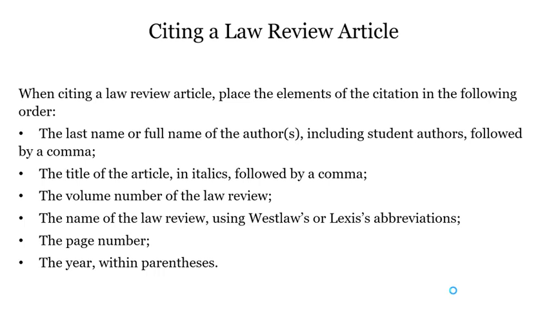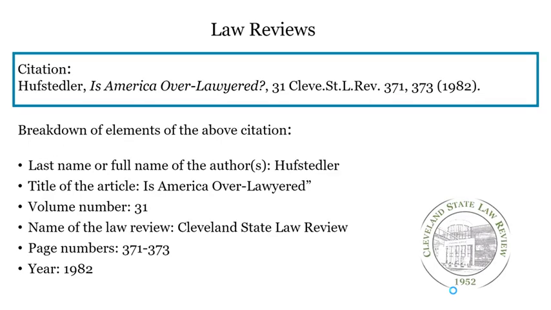When citing a law review article, place the elements of the citation in the following order: the last name or full name of the author or authors, including student authors, followed by a comma, the title of the article in italics, followed by a comma, the volume number of the law review, the name of the law review using Westlaw's or Lexis's abbreviations, the page number, and the year within parentheses. Here's our example of a law review. This is a citation to pages 371 and 373 of a 1982 article by Huffstedler entitled "Is America Over-Lawyered?" that can be found in volume 31 of Cleveland State Law Review.